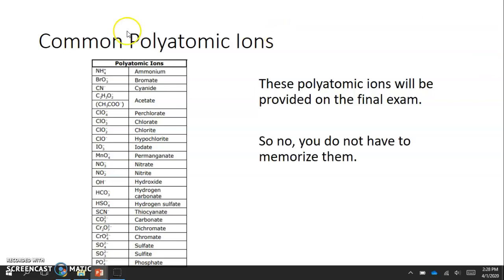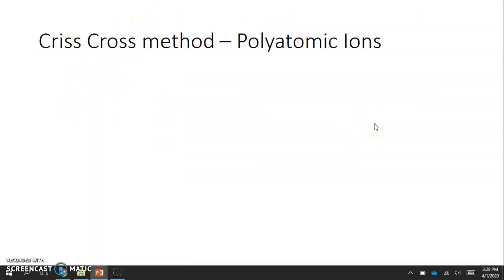But it's going to be important that you can look at them and reference them because you're going to need to get these charges. So just like our crisscross method for our ionic bonds, there's a crisscross method for our polyatomic ions. And we're basically going to follow the same steps. We just have to make sure we understand where our ions are. So the example we're going to look at is magnesium nitrate.